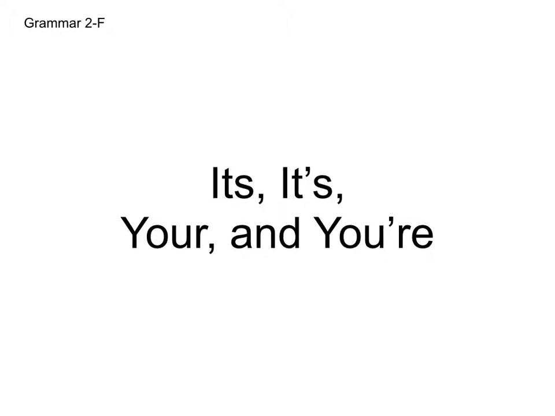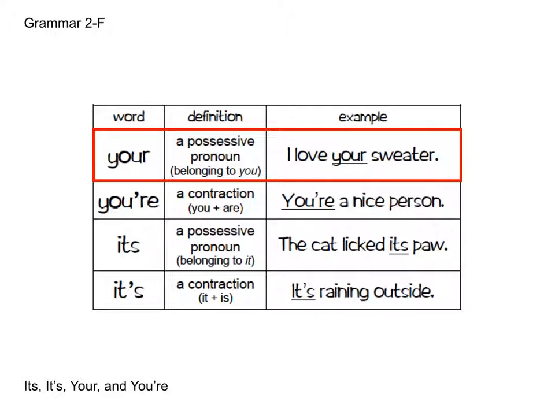Next, we'll go over its, your, and you're. First, we'll look at each one individually. We have your, a possessive pronoun, and then we have you're with an apostrophe and an RE, which is a contraction. Then we have its, a possessive pronoun, and then we have it's with an apostrophe S, which is a contraction. So let's look at one at a time.